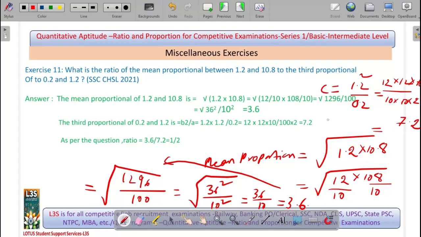And the ratio will be, accordingly, the ratio of mean proportion 3.6 and third proportion 7.2, so 3.6 to 7.2. So this will be 1:2.